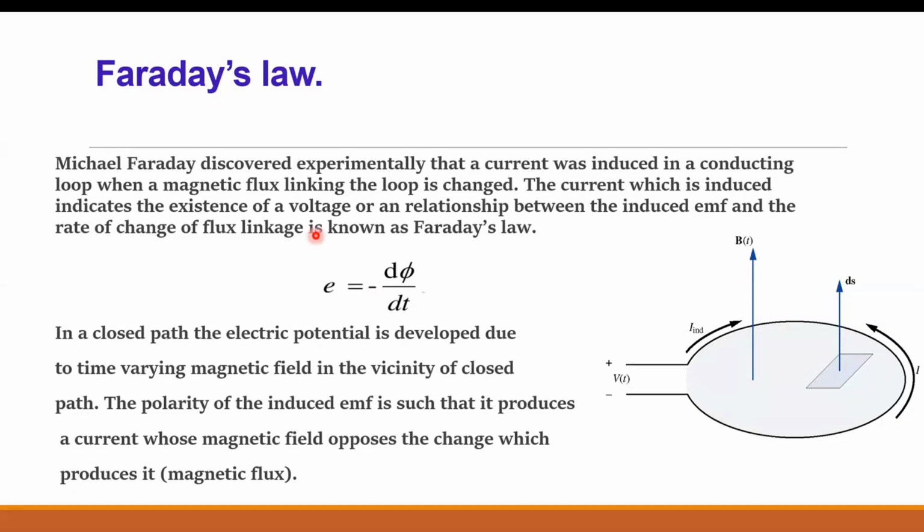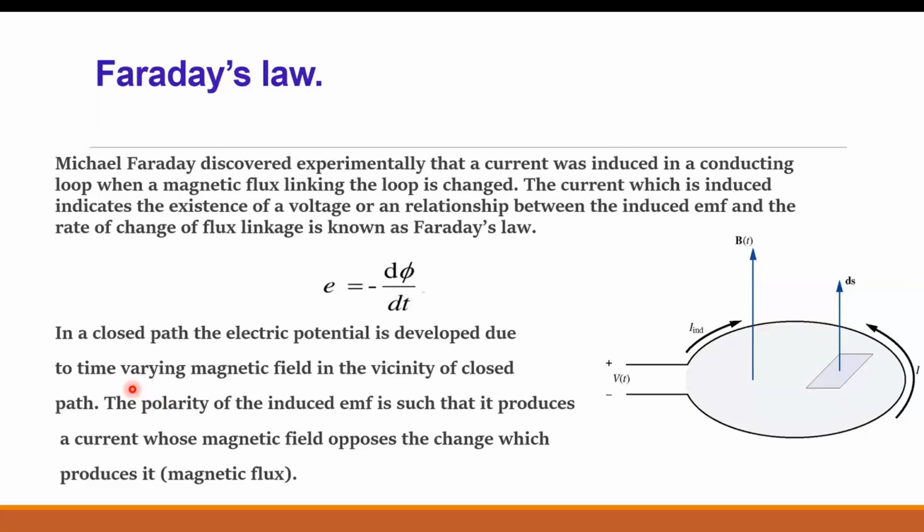It is magnetic flux. So it is the rate of change of flux with respect to time, and that is given by EMF. So this is the EMF induced, the voltage induced at the secondary side of the loop. Okay, in a closed path, the electric potential is developed due to a time varying magnetic field. Electric potential, or you can say EMF, is developed due to a time varying magnetic field in the vicinity of a closed path.